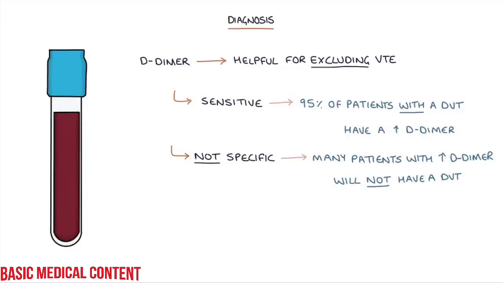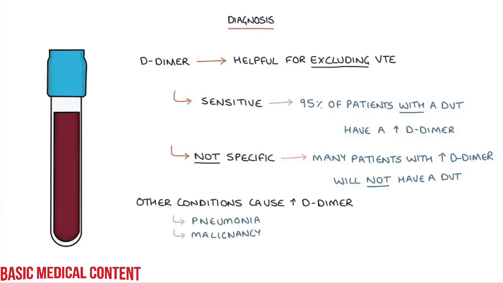It's almost always raised if there's a DVT, however other conditions can also cause a raised D-dimer, such as pneumonia, malignancy, heart failure, surgery, and pregnancy. It's worth noting it's never worth doing a D-dimer when a patient is pregnant.